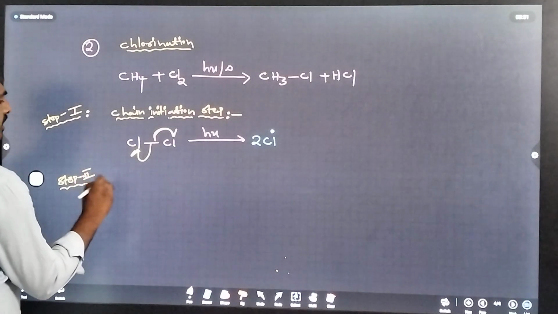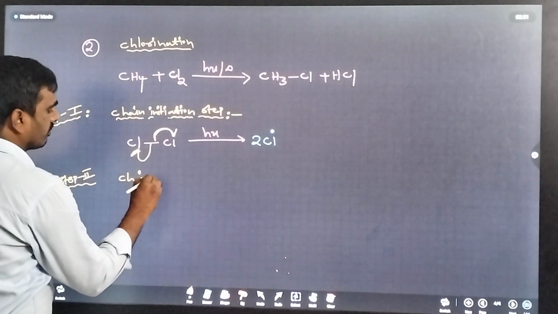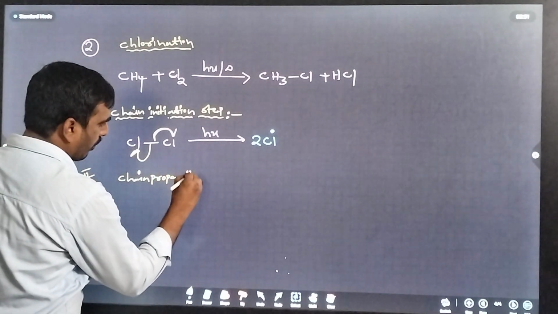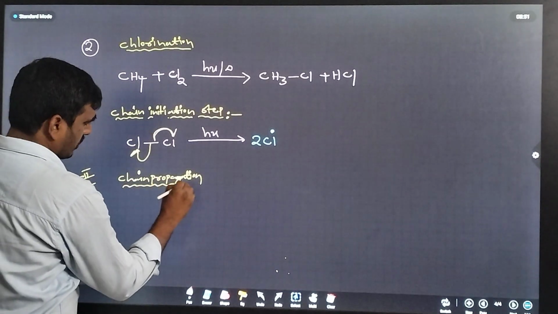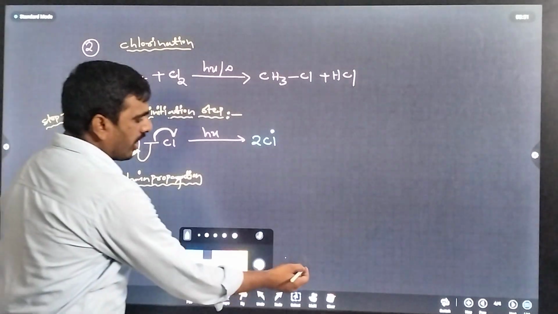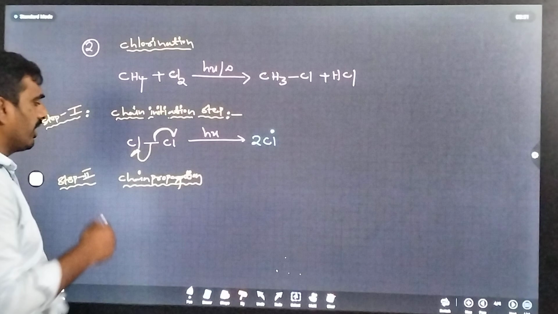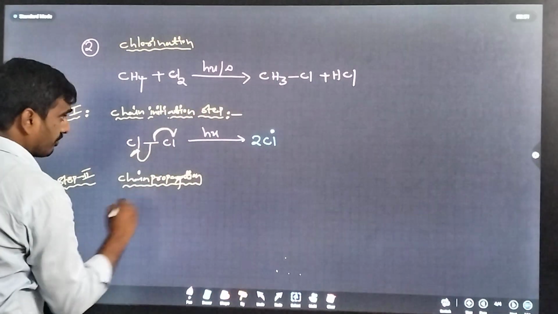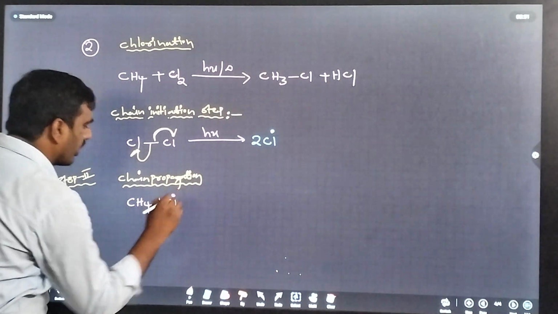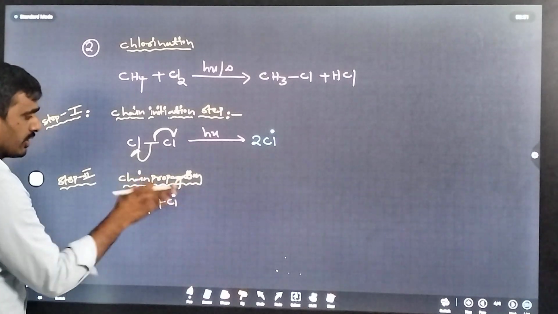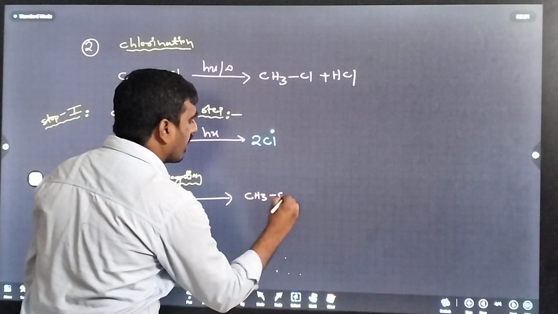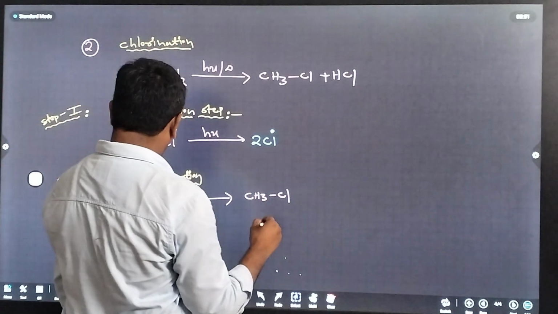Step 2 is the chain propagation step. So what is the chain propagation? Here in chain propagation steps, the reaction takes place infinity times. So I can write here hydrocarbon methane and chlorine. In methane, a hydrogen atom is replaced by the chlorine free radical, so we get methyl chloride.